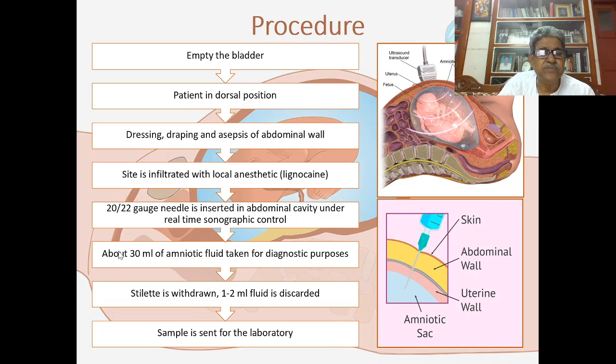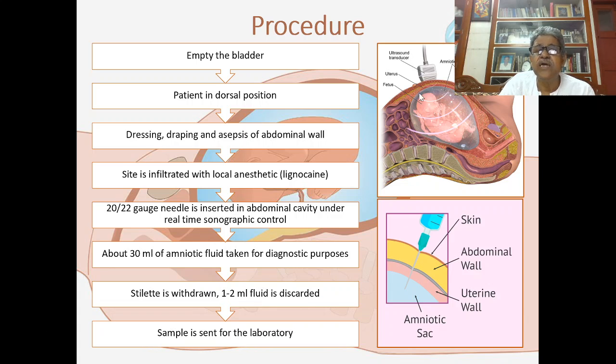Now, after inserting the needle, the operator must collect 30 ml of amniotic fluid for diagnostic purposes. After collecting the amniotic fluid, the stylet is withdrawn and 1 to 2 ml of fluid is discarded.